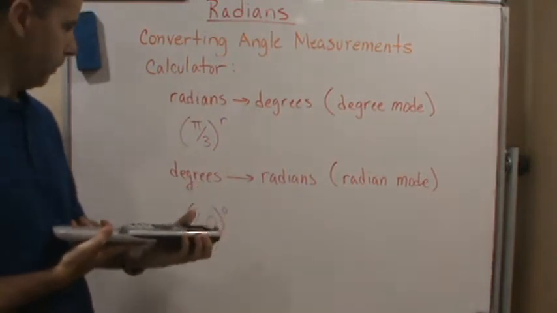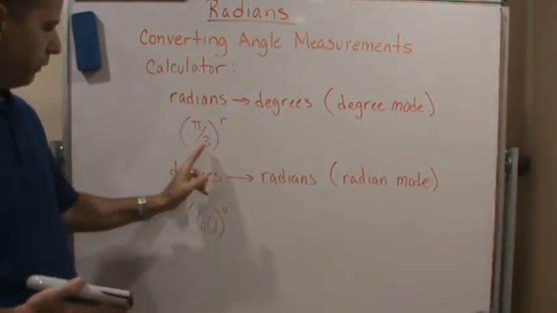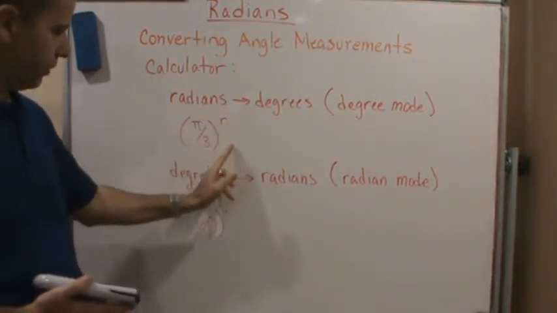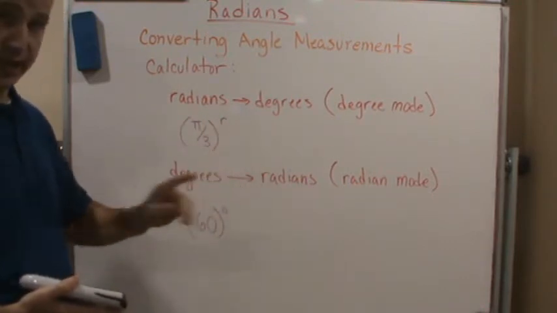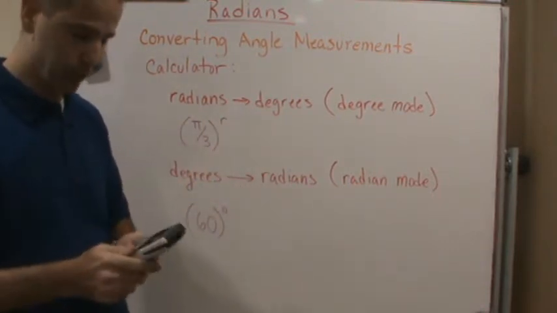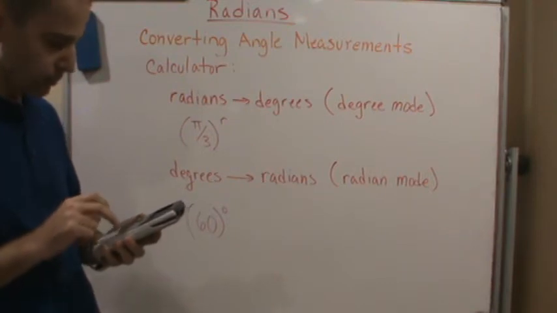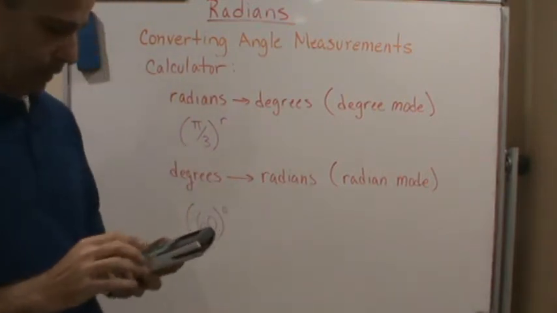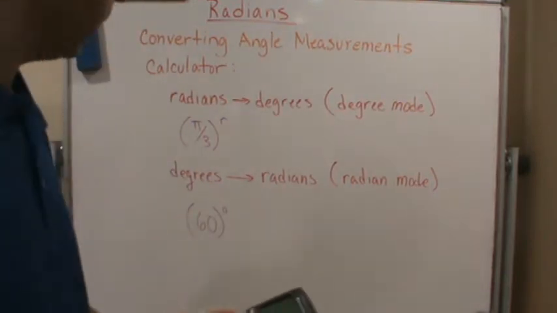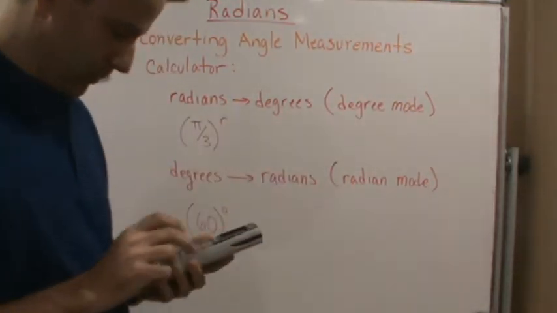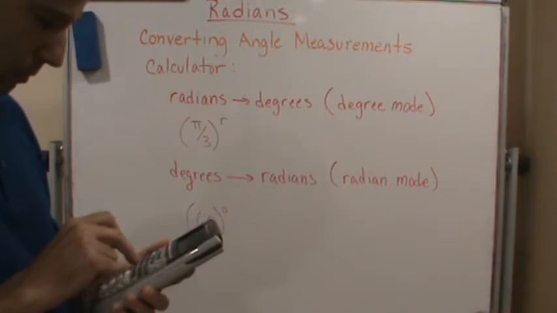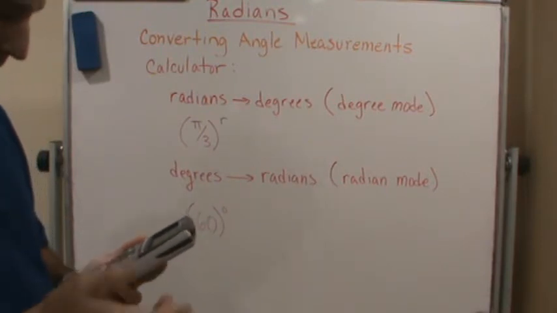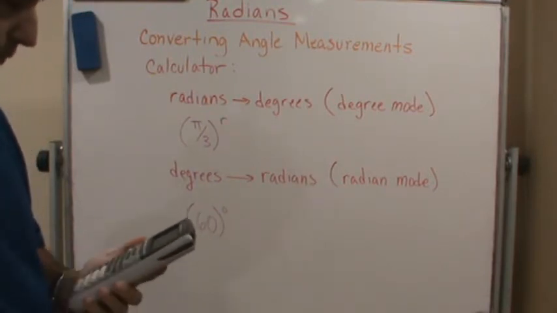So for example, I want to convert pi over 3 radians. So this is the way you want to put it into your calculator using the angle feature. So I'm going to use the angle menu. I'm going to put pi over 3. Again, I want to make sure my mode is in degree mode. So I'm going to go to mode, and it is in degree mode, so I can just quit out of that.